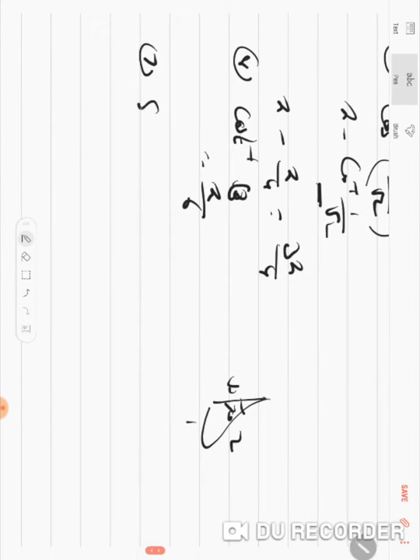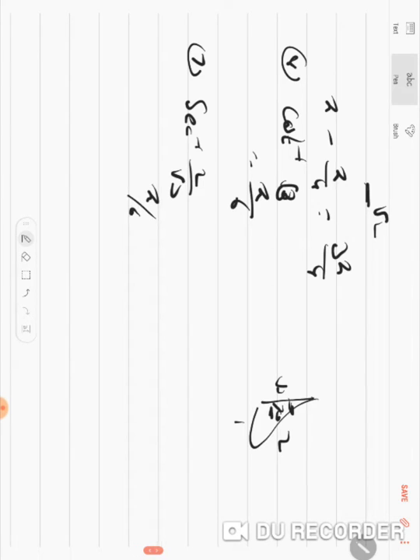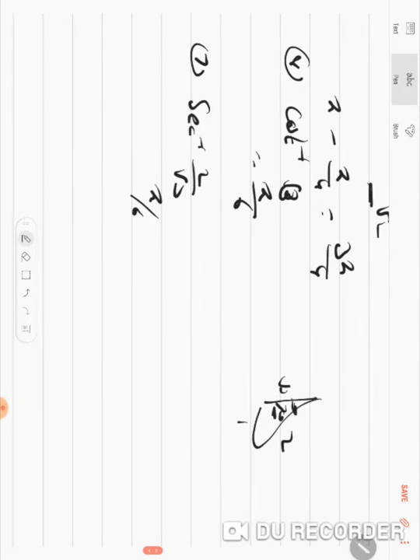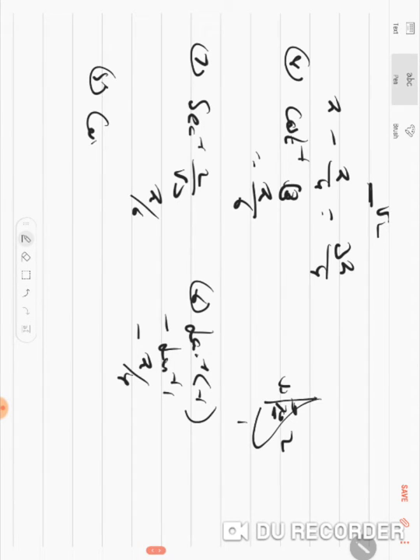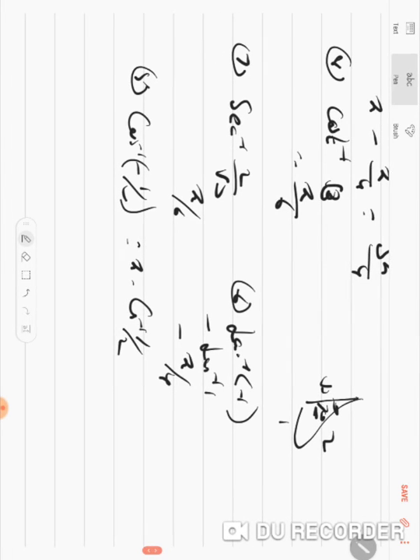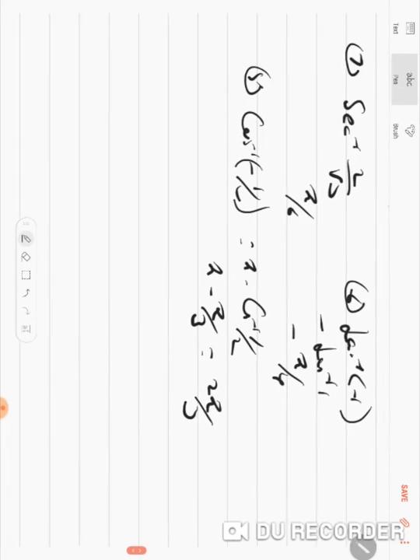Secant, 7th: secant inverse of 2 by root 3. Cos is root 3 by 2 at 30 degrees, which is pi by 6. So this is pi by 6. Very simple. Okay, next is 6th sum, which is tan inverse of minus 1 minus tan inverse of 1, which will become minus pi by 4. 5th sum, cos inverse of minus 1 by 2 is pi minus cos inverse of 1 by 2. Cos 60, so pi minus pi by 3, which is 2 pi by 3.